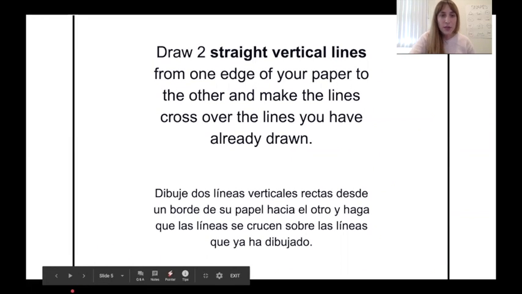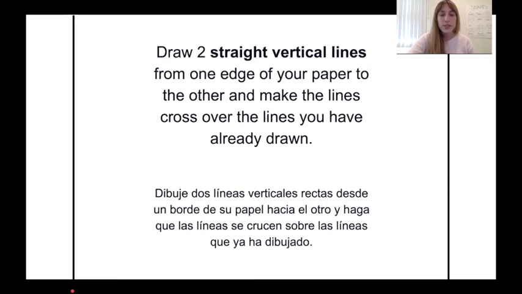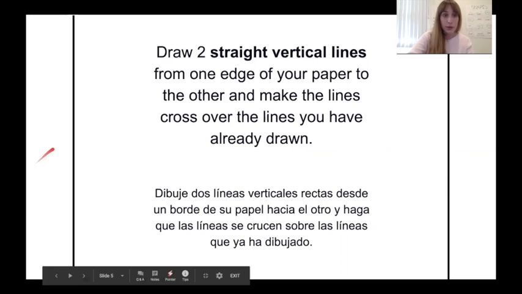The next instruction is to draw 2 straight vertical lines from one edge of your paper to the other, and make those lines cross over those horizontal lines that you have already drawn. So you are drawing 2 vertical straight lines. And vertical lines go up and down. Pause here. I'm going to move on to the next slide.